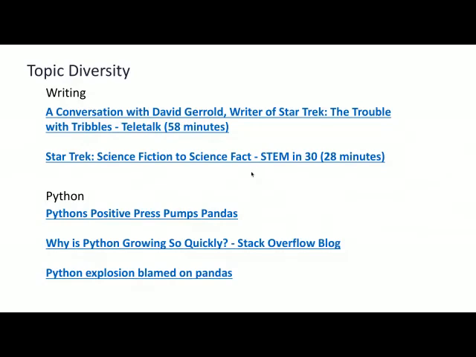So the first example is kind of cute. I think it's not necessarily a huge problem, but when you search for writing, someone got an email where they got two Star Trek related talks in one email. And then in the Python example, I actually got one email where there were three articles which were on essentially the same subject, which is this thought that this library called Pandas is responsible for the growth of Python as a programming language.